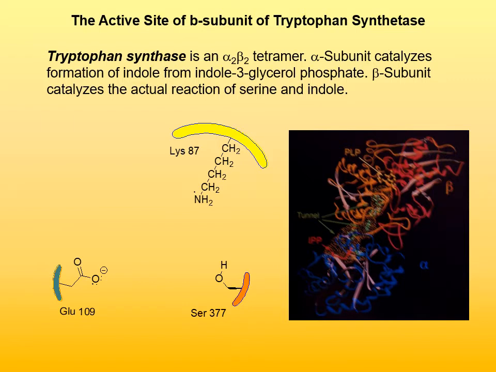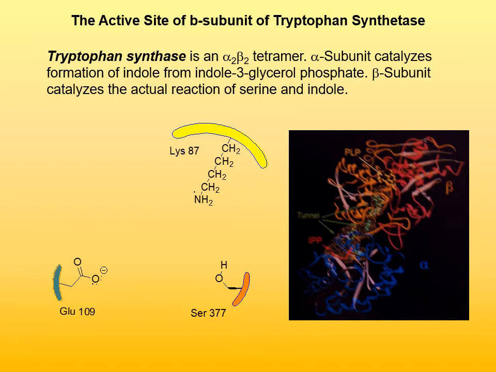Here are some more details. Tryptophan synthase, as written here, is an alpha 2 beta 2 tetramer. So the alpha subunit, as already mentioned, catalyzes formation of indole from indole 3-glycerol phosphate, and the beta subunit catalyzes the actual reaction of serine and indole.